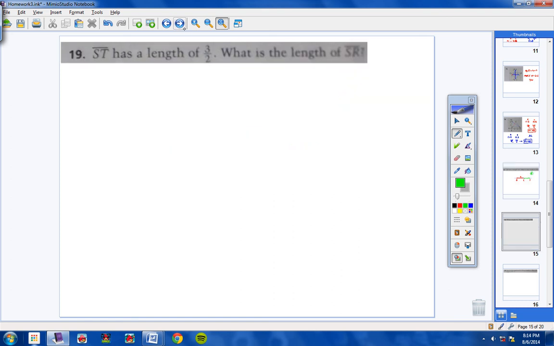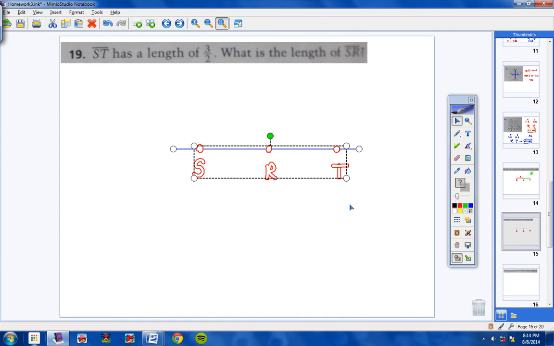Okay, moving on to number 19. That's a pretty simple problem. Okay, number 19. ST has a length of 3/2. What is the length of SR? Now let's think about this. We're not going to panic because we see fractions, okay? We're fine with that. The length of ST is 3/2. So from S all the way over to T, this entire thing has a length of 3/2.